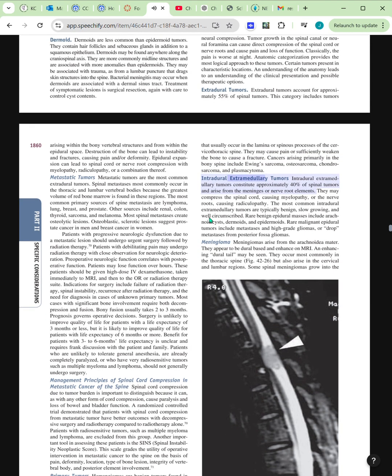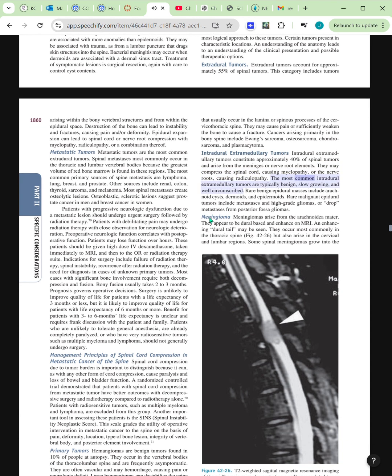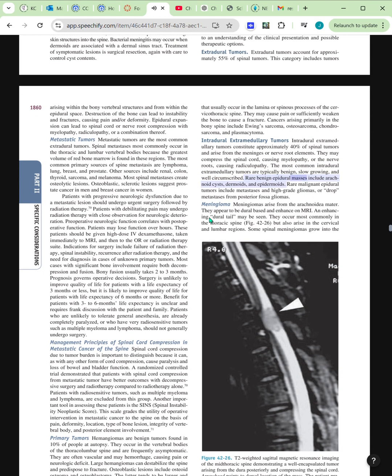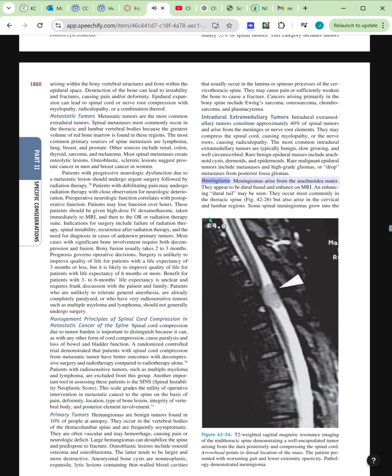Intradural extramedullary tumors constitute approximately 40% of spinal tumors and arise from the meninges or nerve root elements. They may compress the spinal cord, causing myelopathy, or the nerve roots, causing radiculopathy. The most common intradural extramedullary tumors are typically benign, slow-growing, and well-circumscribed. Rare benign epidural masses include arachnoid cysts, dermoids, and epidermoids. Rare malignant epidural tumors include metastases and high-grade gliomas or drop metastases from posterior fossa gliomas.